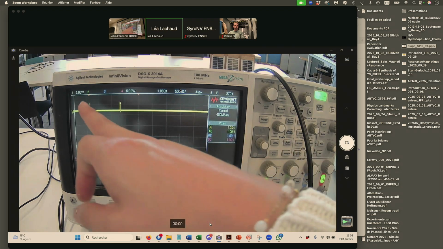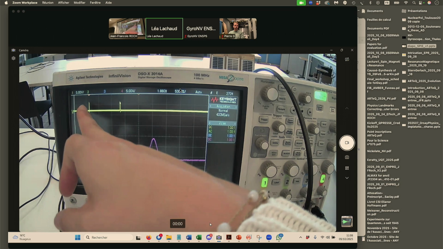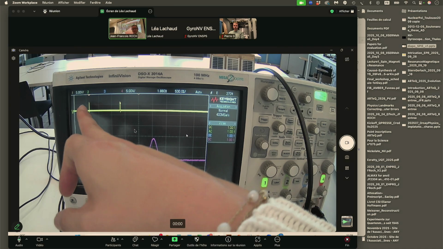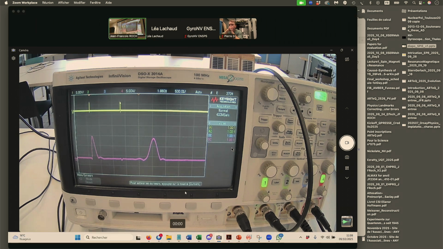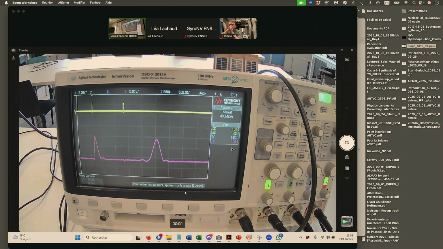I switch on the pi-half pulse again, and you see, it's freezing. It's frozen on the camera for me. Is it the same for you? Let me see, yes, the camera is frozen, I don't know why. Maybe the internet connection, so just continue. It's back. It starts again.